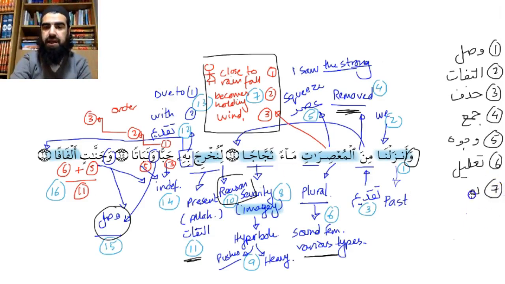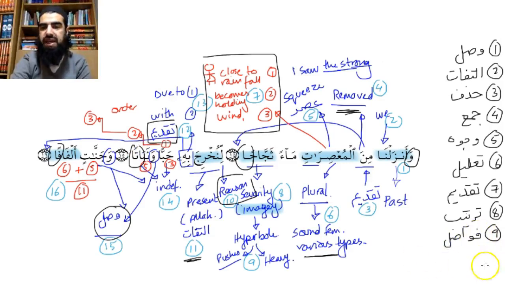Number 7, and stay with me to the end, because I'm going to show you a big picture of how this surah beautifully creates this whole system in our minds. Number 7 is taqdeem, bringing words forward. Number 8 is the tartib, the order that we have of habban, nabatan, jannatin. Number 9 is also the endings of the words, which some people call saja', and we're going to call it fawasil, or the endings, the sounds.